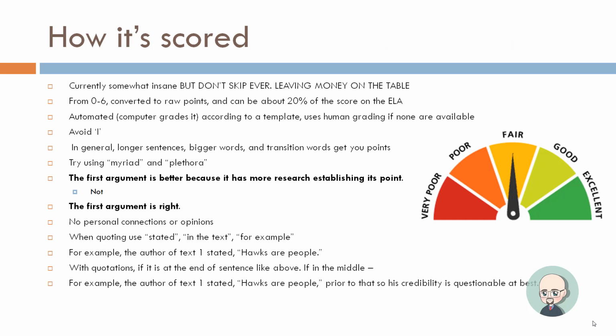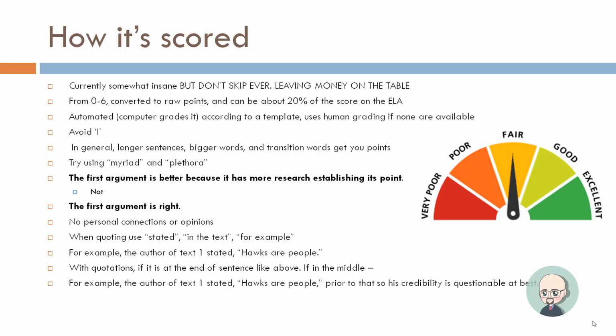How it's scored. A lot of people are really confused about this, and justifiably so, because they don't do a good job explaining this. Currently, it's somewhat insane, but don't skip it ever. Like I said, it's like leaving money on the table. It's worth points. Would you give away free points on the exam? That's silly. You've studied so hard. You shouldn't give away any of those points. It's initially scored from 0 to 6, and that's converted to raw points, and it can be about 20% of the total score on the ELA. Okay? That could be a lot of points.